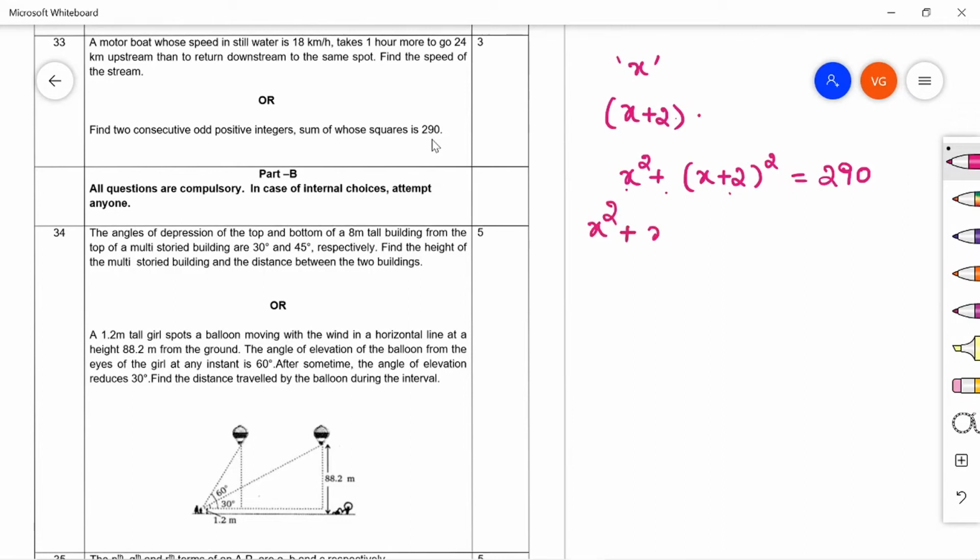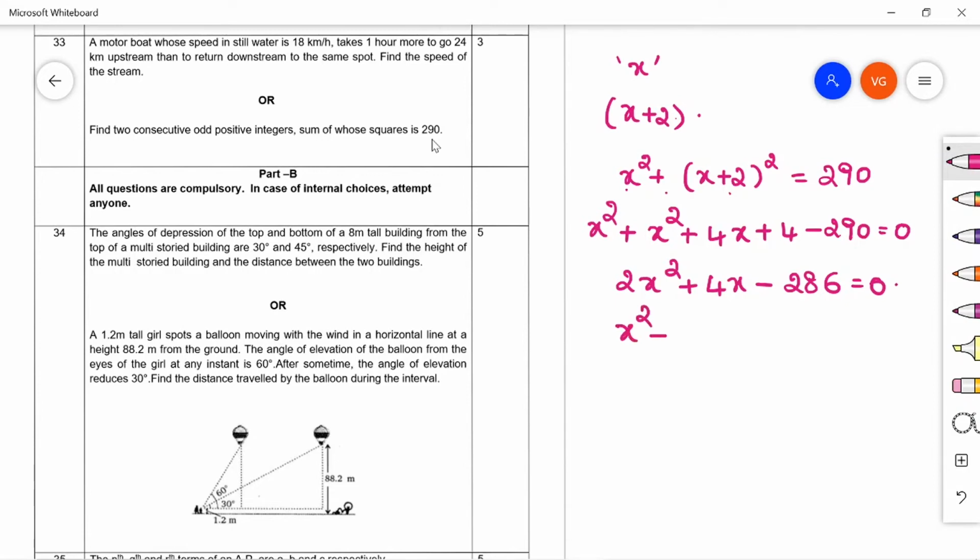x square plus, using the (a plus b) whole square form, x square plus 4x plus 4. This also I am bringing, minus 290 is equal to 0. So this will be 2x square plus 4x minus 286 is equal to 0. So now we can take 2 common so that this will be simplified more: x square plus 2x minus 143, right? If I take 2 common, this will be 143.